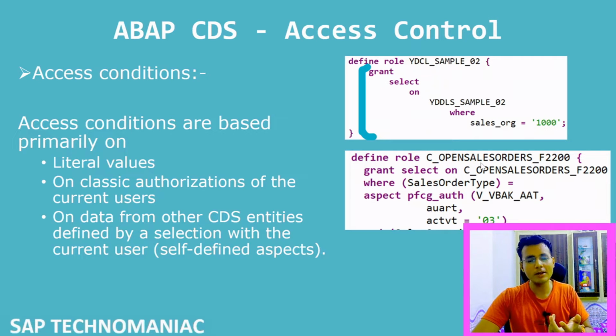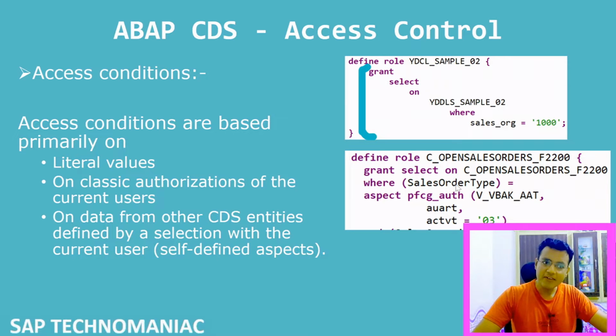When you press Control Shift, you can search for this particular role which is defined for this consumption CDS view, and they are defining the data based on sales order type, which is defined in this authorization object. We will talk about authorization objects in upcoming videos, where I will create one authorization object and show you how the data is impacted when we use particular authorization objects.